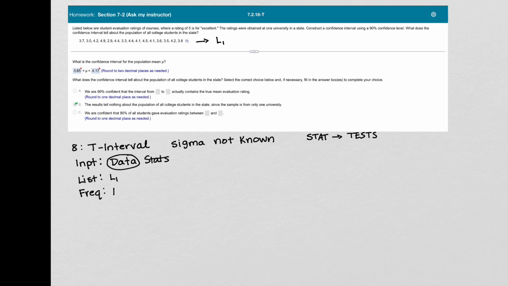So that's all set. And finally, we need to know the confidence level. So in this case, it's a 90% confidence level, and you can put in 0.90, or you can just say the number 90. Either way, it will accept it. So once I do that, then I calculate.